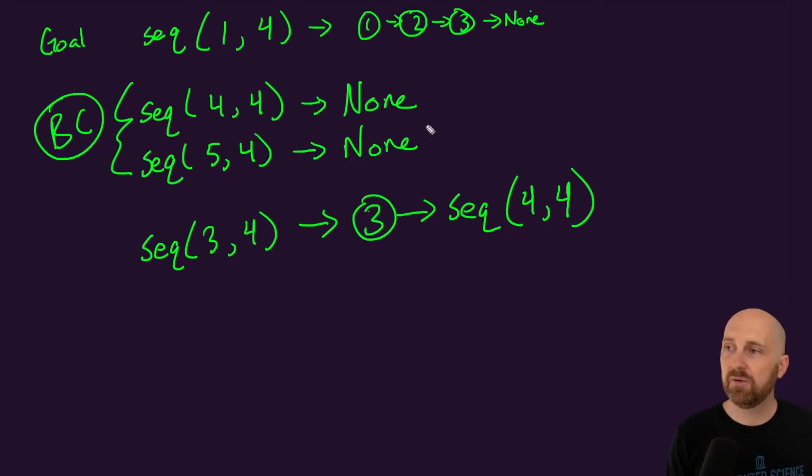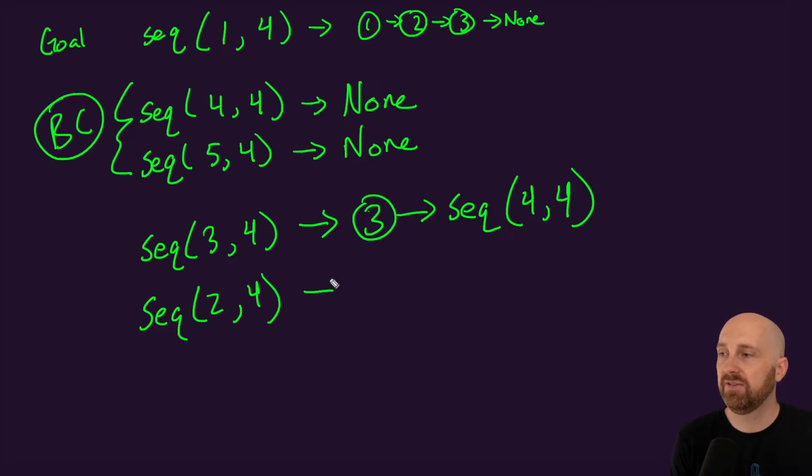And ultimately we know, like we've already solved that subproblem before, we know that's going to give us none. And if sequence 4, 4 results in none, then we've correctly solved this, right? Well, what's the next most challenging case we can imagine? Well, you can imagine what's sequence of 2, 3, right? Or sorry, 2, 4. Let's keep the 4 the same.